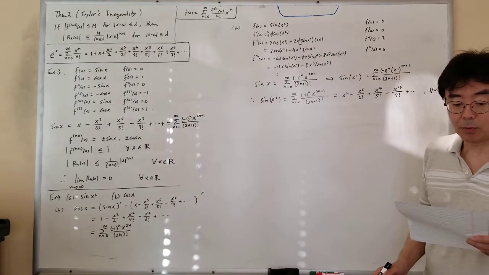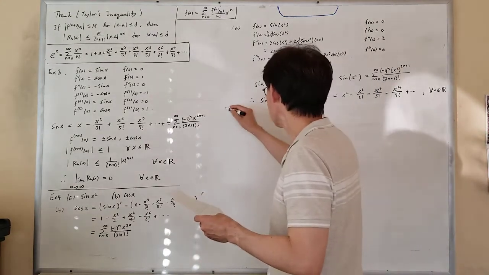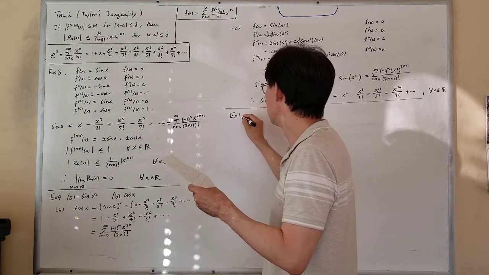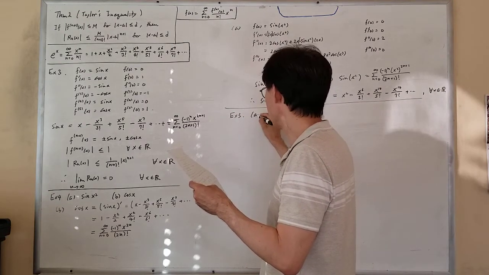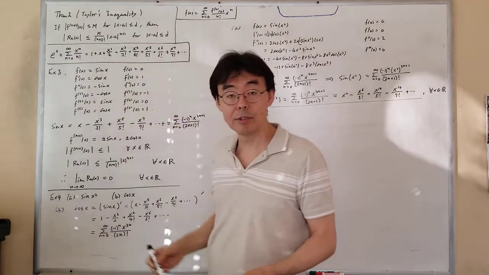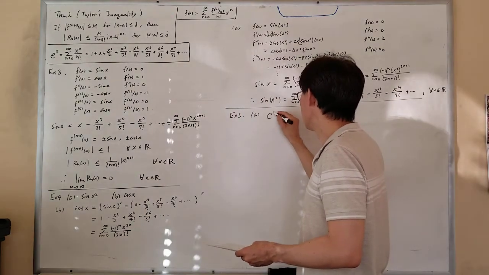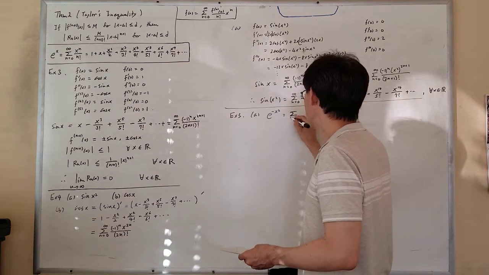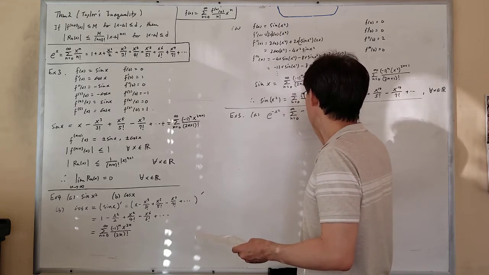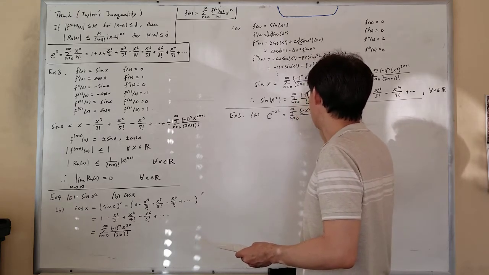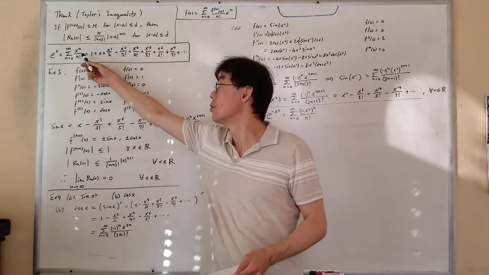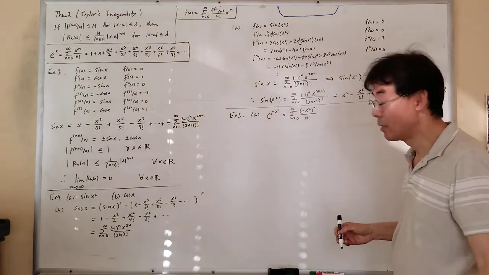Alright, next one. Example 5. A. Find the Maclaurin series of e to the negative x squared. Again, we can use the Maclaurin series of e to the x. So, instead of x, we have minus x squared to the nth power over n factorial, right? Instead of x, we put minus x squared.